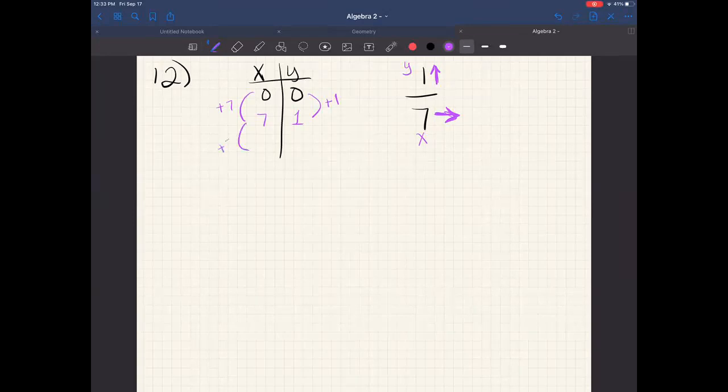I'm gonna add another 7. So 7 plus 7 gives me 14. And I'm gonna add another 1. So 1 plus 1 is 2. Now, do I see 14, 2? No. What? 14, 2 is letter D. 14, 2 is there. It is D. I'm done. I would basically have to do this until I found one of those points. You just keep adding 7 to your X and you keep adding 1 to your Y.